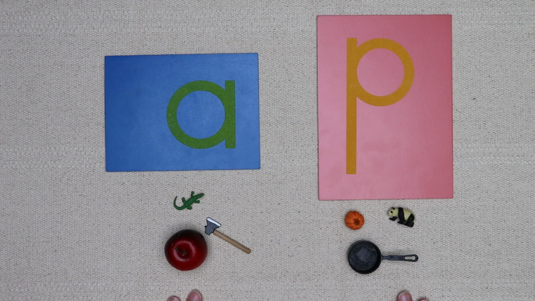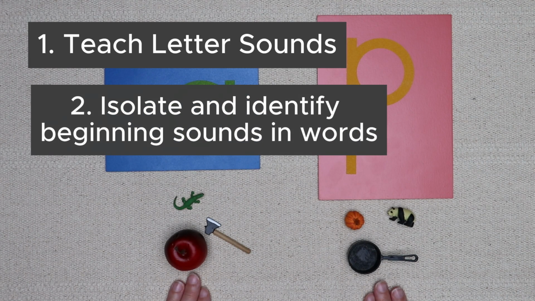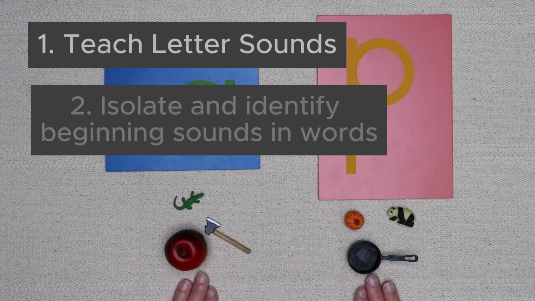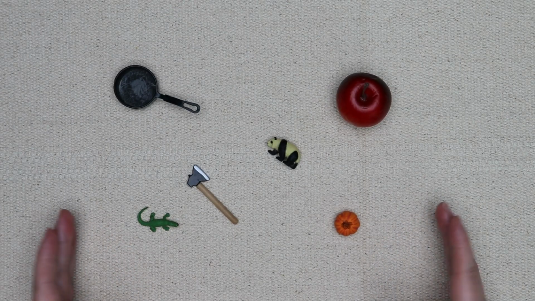The two goals we have in this lesson are to, one, teach the letter sounds that the words begin with, and two, teach the phonemic awareness skill that words are made up of sound parts. In this lesson, we will teach our children how to isolate and identify the beginning sounds in words. We will start with a traditional Montessori game called I Spy.